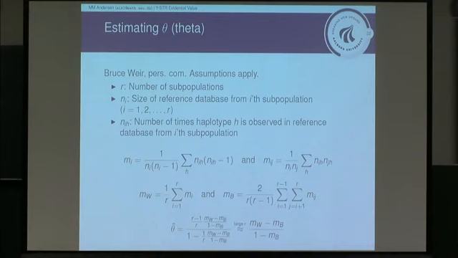The idea is that you have R subpopulations, each of size ni, and then you have the number of times a certain haplotype has been observed in a particular subpopulation. Then for each subpopulation you calculate the mean within match, and you take the average of all these. You compute the mean between matches between the ith and the jth subpopulation, and you take the average of that. Then you can estimate theta as the excess within match probability.